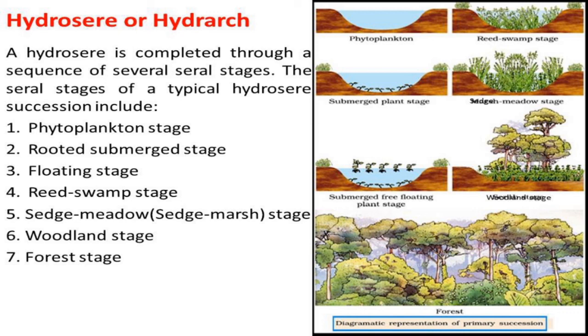It is primarily controlled by the climatic condition, and a forest is finally formed. Then forest animals appear, forming a climax forest community. So in a hydrosere or hydrarch, phytoplankton forms the pioneer community and a forest will be the climax community. In between, several intervening stages or seral stages are included.